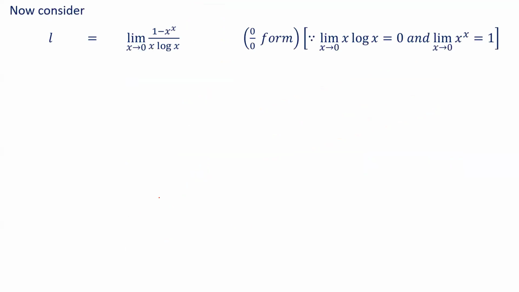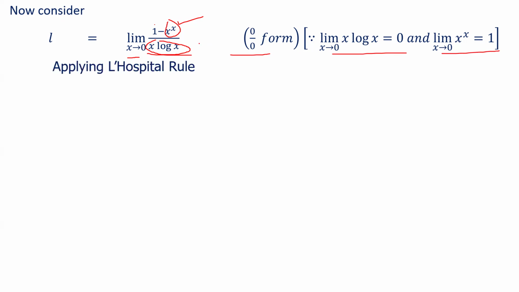Now let us come to our first part. L is equal to the limit of (1 minus x to the power x) upon (x log x) when x tends to 0. Since we know that x to the power x when x tends to 0 is 1, and x log x when x tends to 0 is 0, therefore the numerator becomes 1 minus 1, which is 0, and the denominator also becomes 0. It is 0 by 0 form. Since it is 0 by 0 form, we can apply the L'Hospital rule.